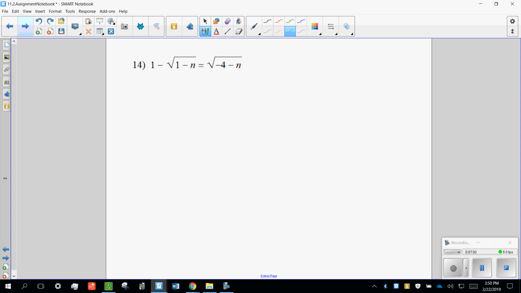Long problem number 2, but not quite as long as the last one. That last one's pretty long. Alright, we've already got two square roots. They're on separate sides of the equal sign. So let's square both sides. Square and the square root cancel out. We're left with 1 minus the square root of 1 minus n, squared, is equal to negative 4 minus n.